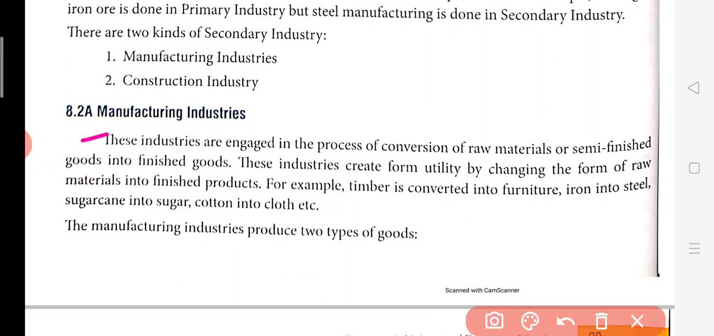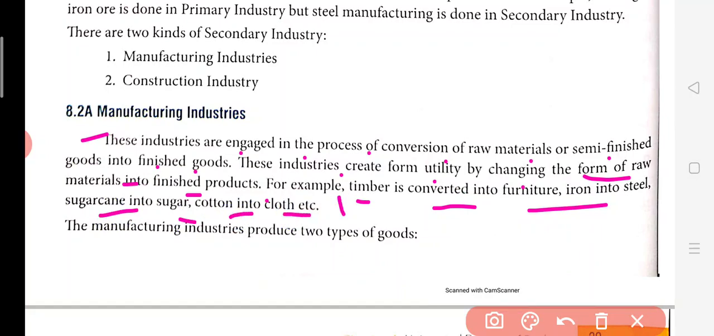First, manufacturing industries. These industries are engaged in the process of conversion of raw material into semi-finished goods and into finished goods. These industries create form utility by changing the form of raw material into finished goods. For example, timber is converted into furniture, iron into steel, sugarcane into sugar, cotton into clothes.